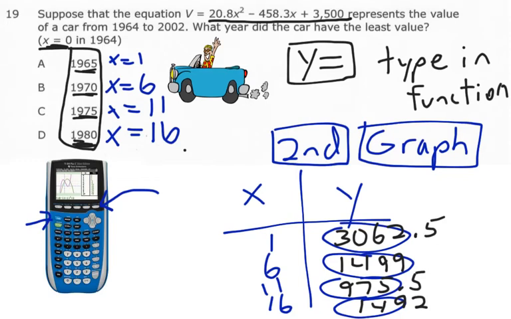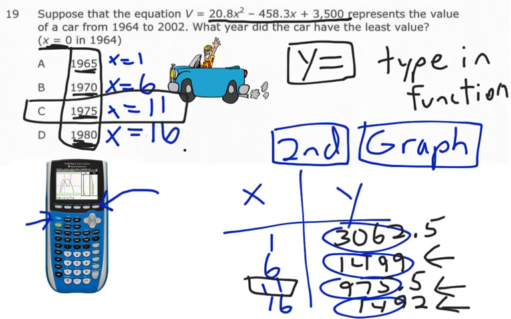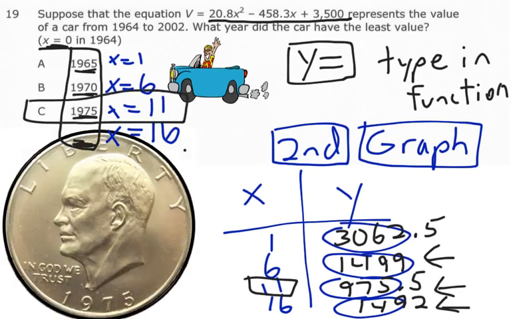So which one's our lowest value? I see 1499, that's pretty low. That one's lower, and then that one jumps back up. So 975.5 is going to be my lowest, and that's when x equals 11. When does x equal 11? In 1975.